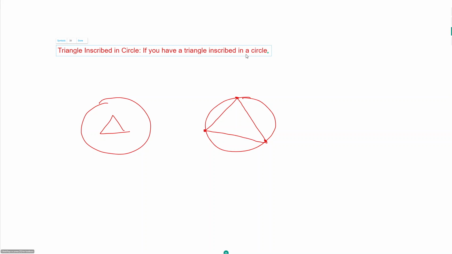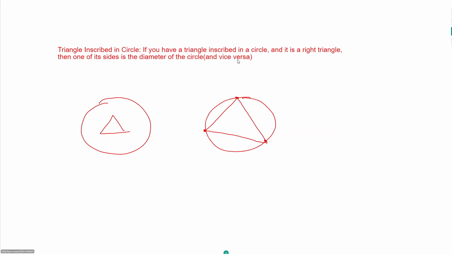So if you have a triangle inscribed in a circle and it is a right triangle, then one of its sides is the diameter of the circle. And which side is it? It's going to be the hypotenuse of your right triangle. And I should also say, and vice versa.